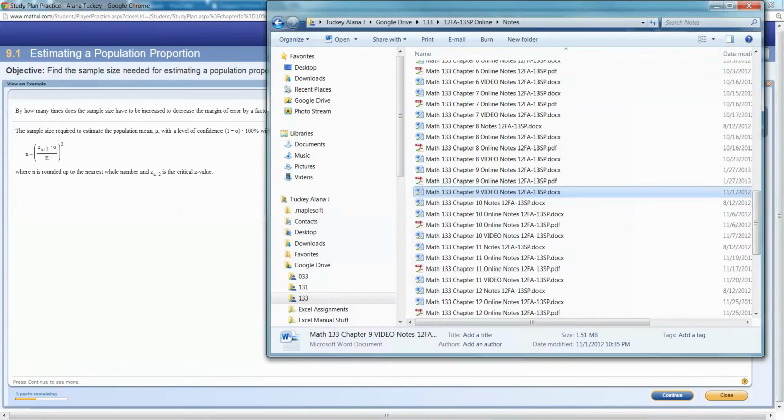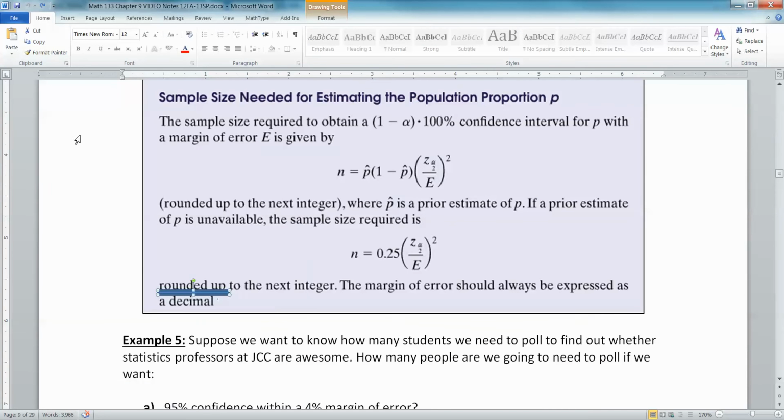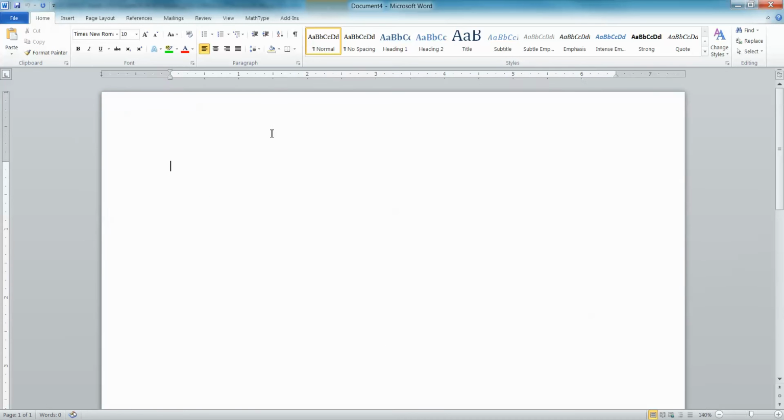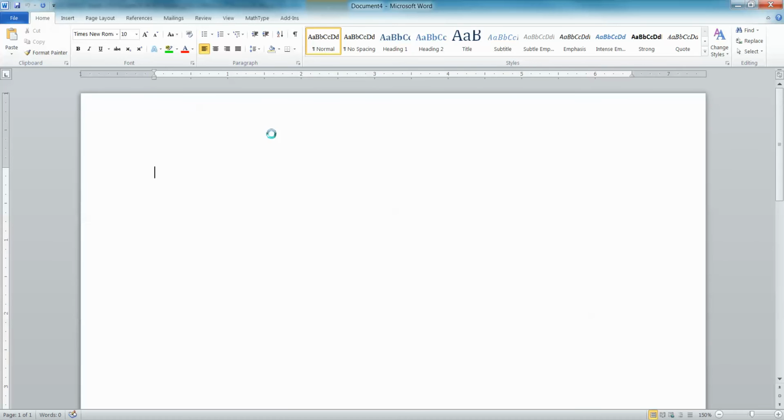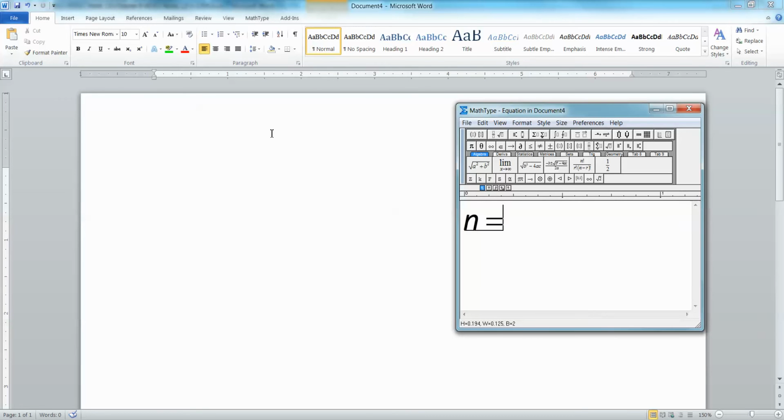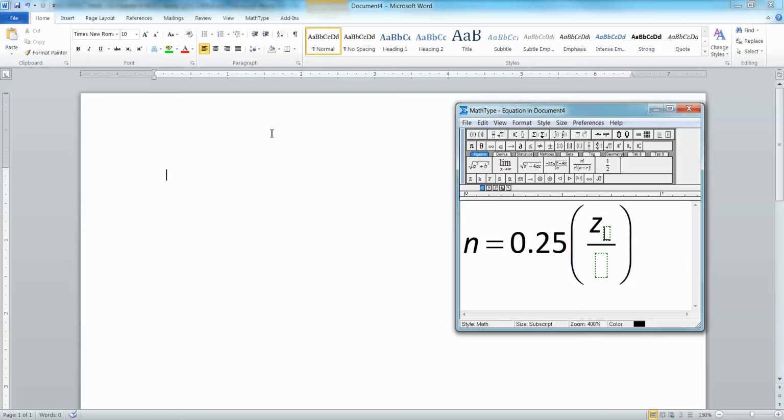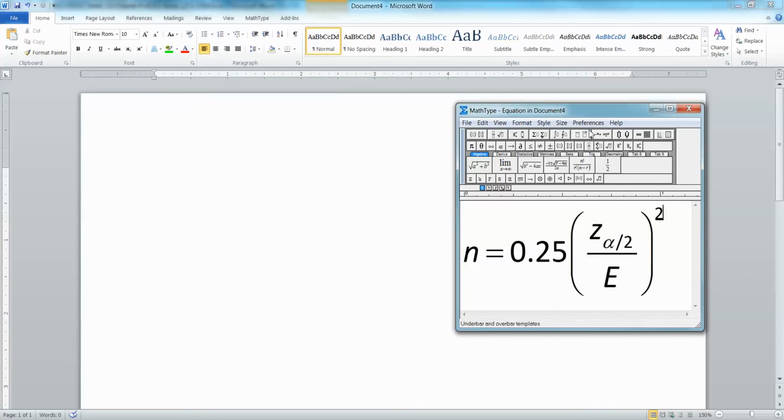All right, so let me go grab my other one. Oh, I guess I'll just do a new sheet. Okay, so here's what we're going to do. I want to write down what the formula is. Z. It actually doesn't really matter about most of this stuff, but that's okay. Alpha over 2 over the error squared, right?